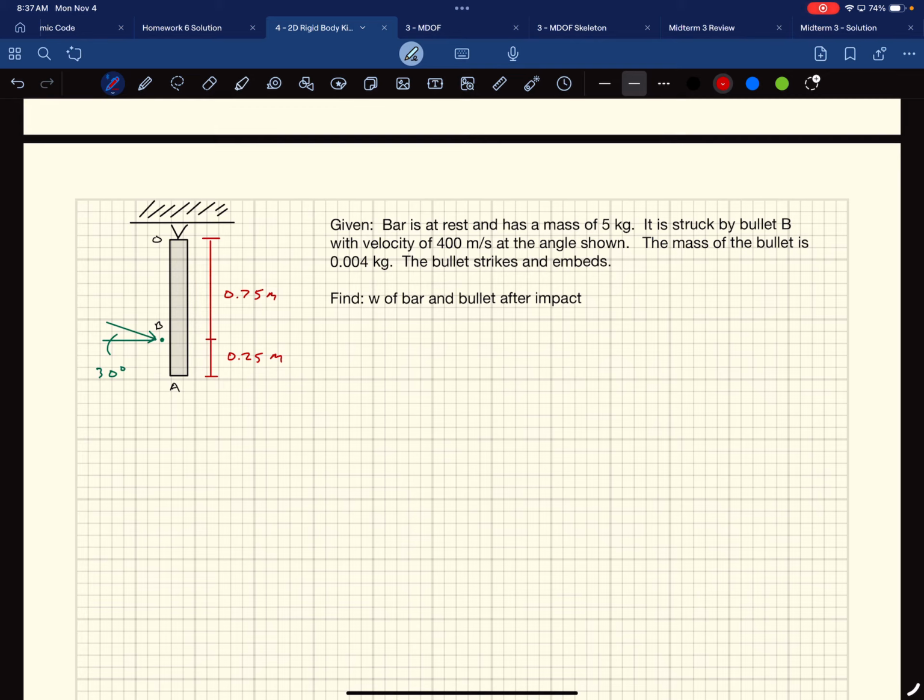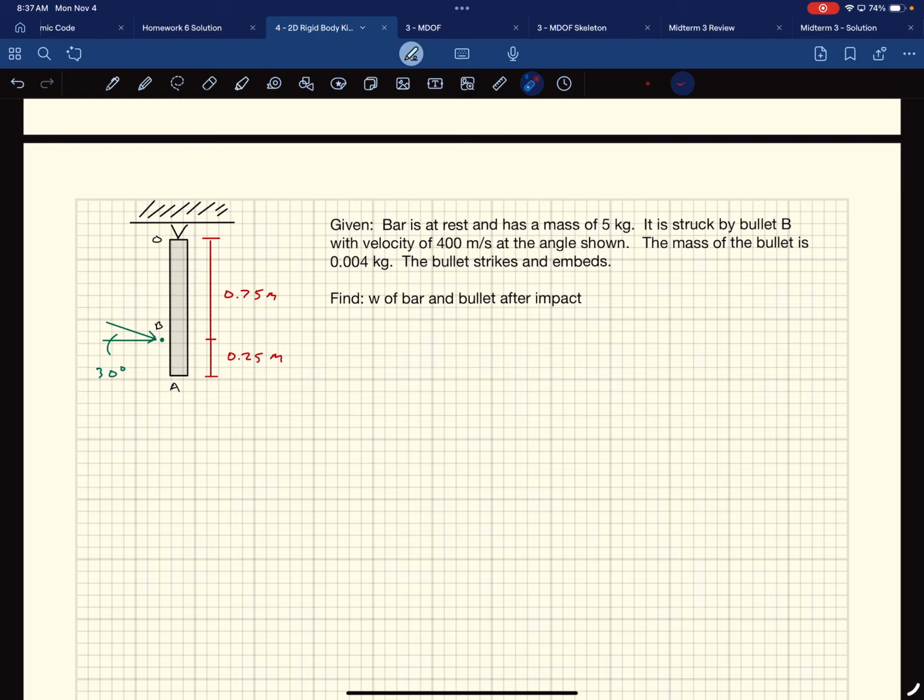There's no work energy component to this. It's just what's happening immediately after the impact, because the momentum of the bullet is going to be imparted onto the momentum of the bar, and then the two stick together when they move. There's no real energy to discuss here.